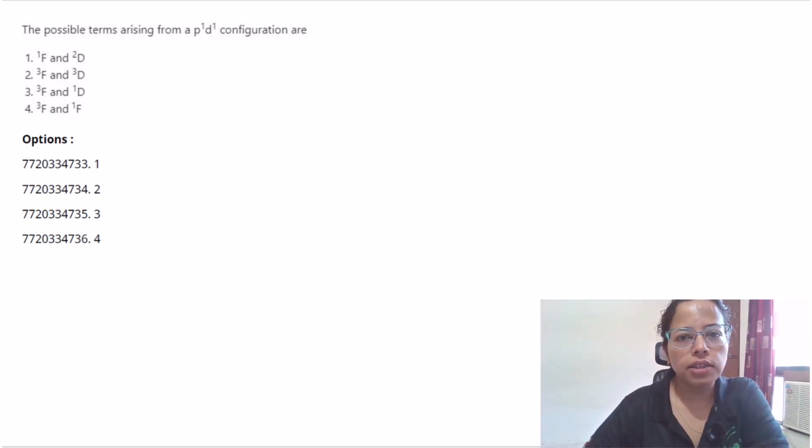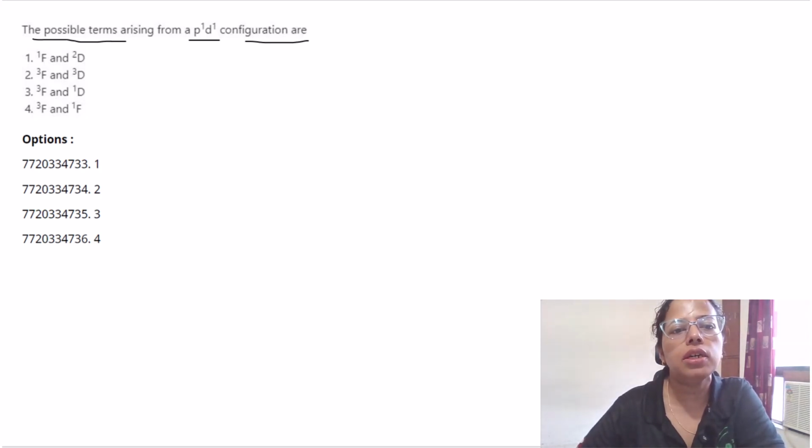So in today's class we have this question which says that the possible terms arising from a P1D1 configuration are. Okay, so we have been given an electronic configuration and we have to find out the suitable term symbols for this electronic configuration. So first of all, what should be the first step?